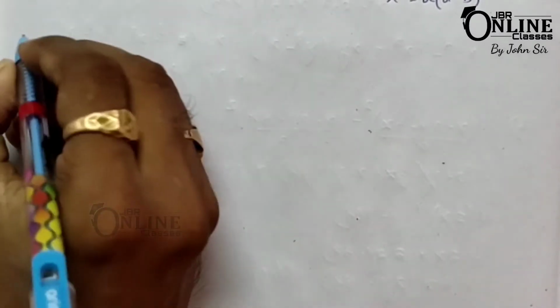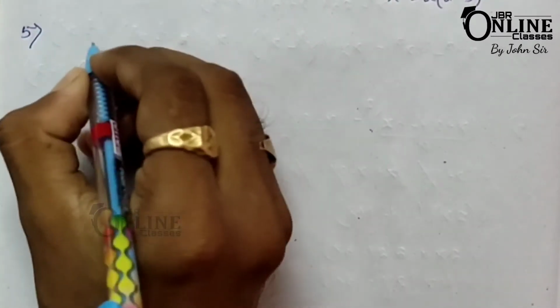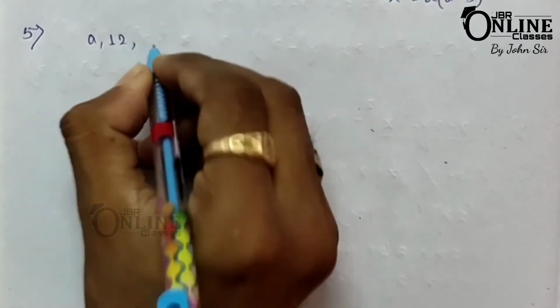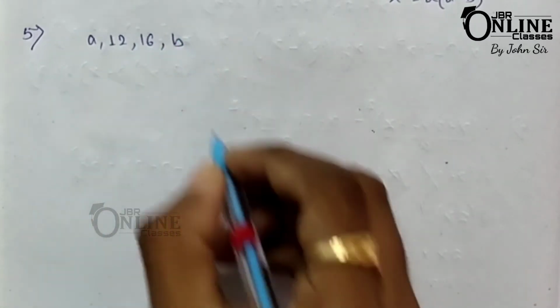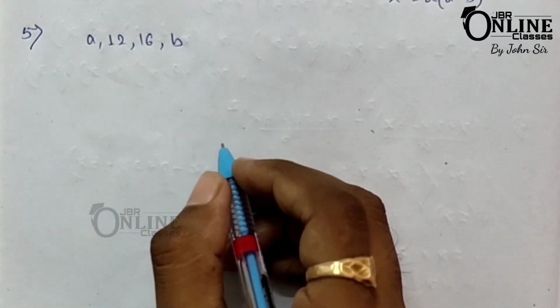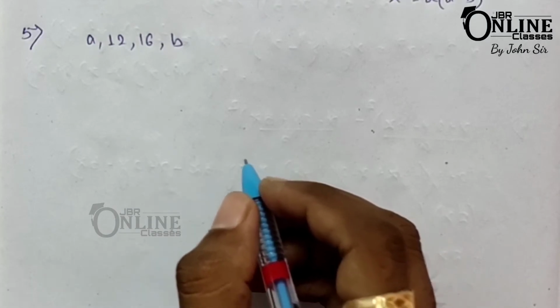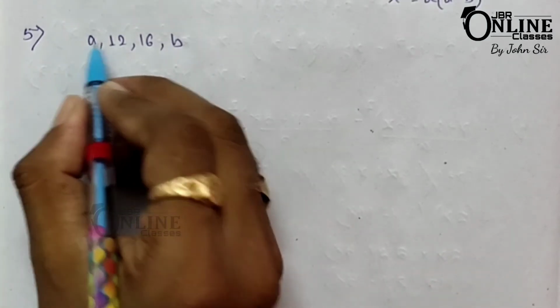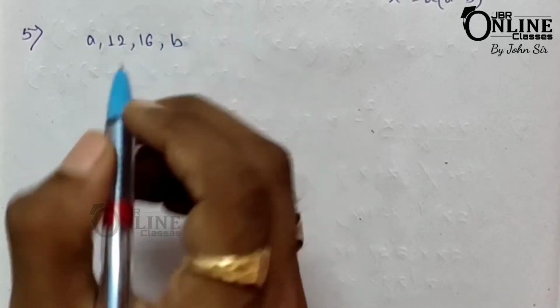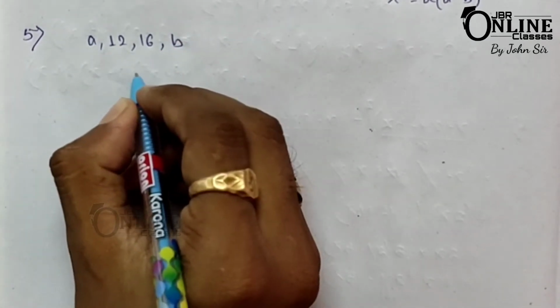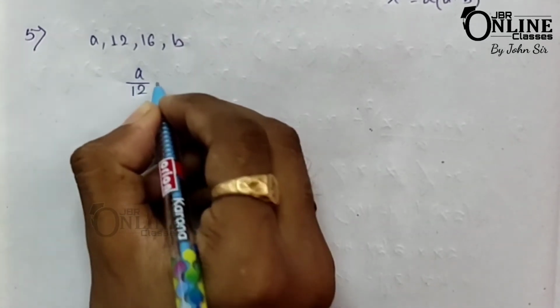Now next, sum number 5. In sum number 5, if A, 12, 16 and B are in continued proportion, then find the value of A and B. So here these four numbers are in continued proportion. So if these four numbers are in continued proportion, you can write them in this way.